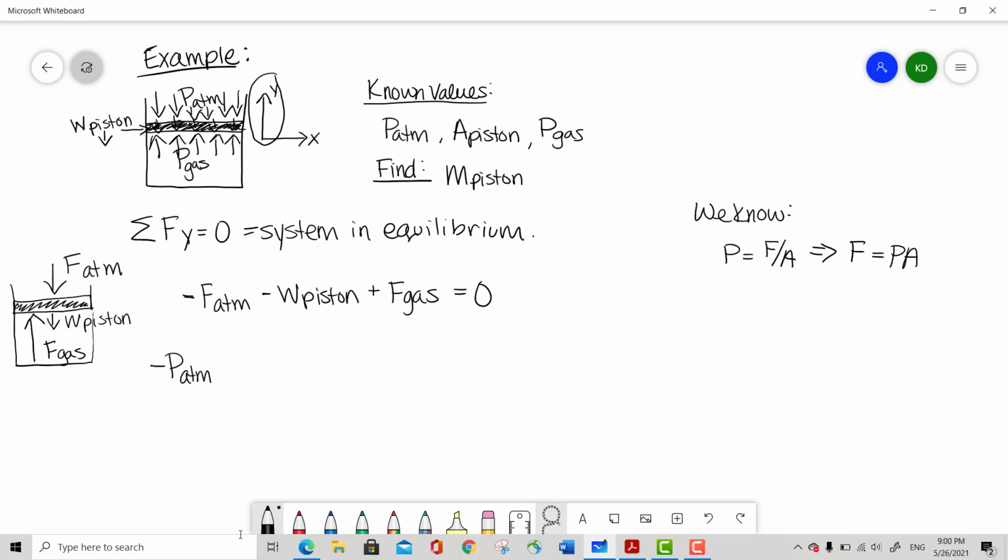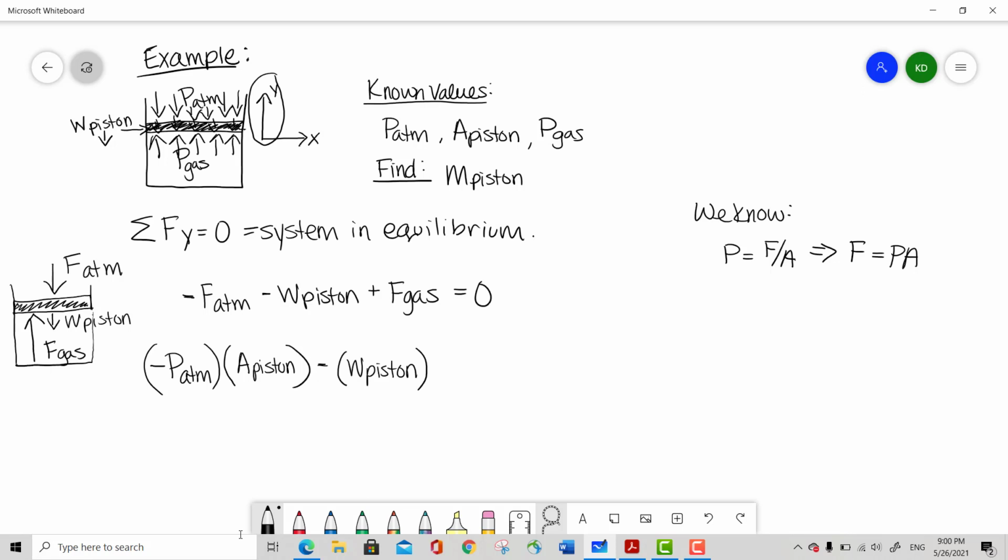atmospheric pressure times the area of the piston, right? See, because pressure and area times each other equals force, so that's what we're doing. And then we're just going to deduct the weight of the piston.